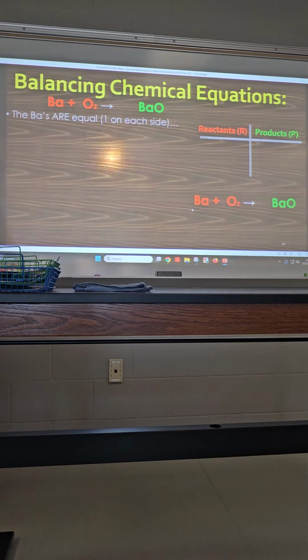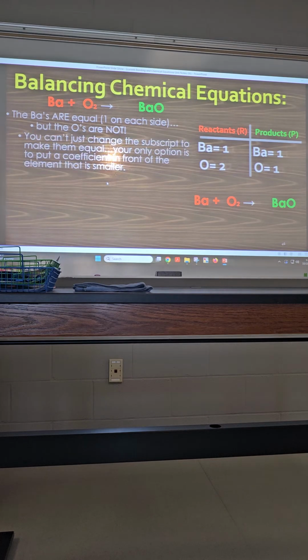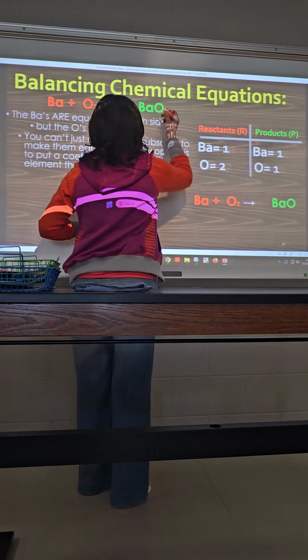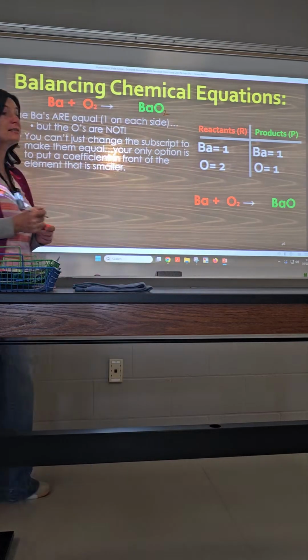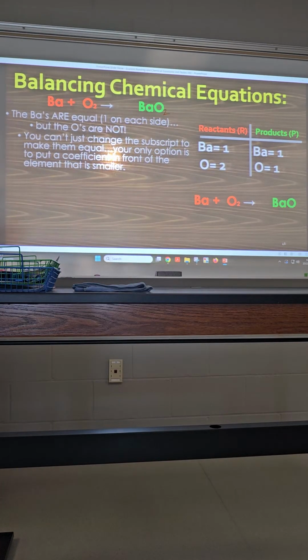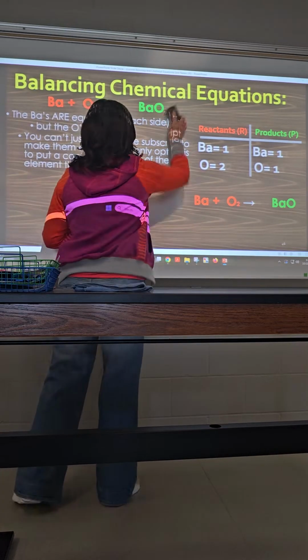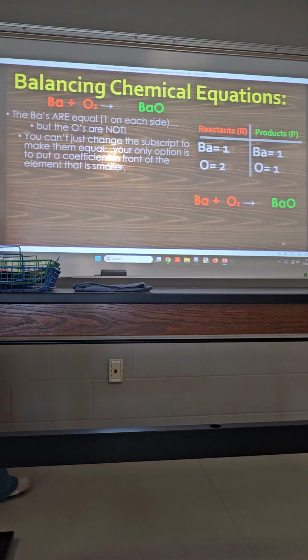So that takes us to slide 46. And so we know that the Bas are good. So hopefully we don't have to mess with those too much. But the oxygens are not. 2 and 1. We can't just change the subscript. We cannot do this. It'd be nice, but that doesn't work. All right? So we have to put a coefficient in. That's the only way we can make this work. So ask yourself, which side has less oxygens?